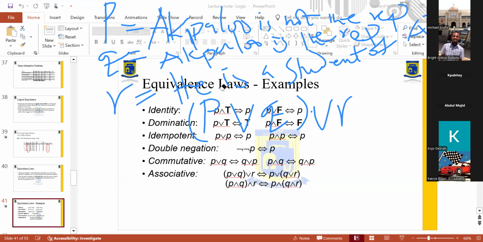Mr. Jacob, yes, please. With such a statement, should we do the one in the bracket first before we come out? Yes. If they ask you to use the truth table, you deal with the one in the bracket first before you find all R. Okay, thank you.